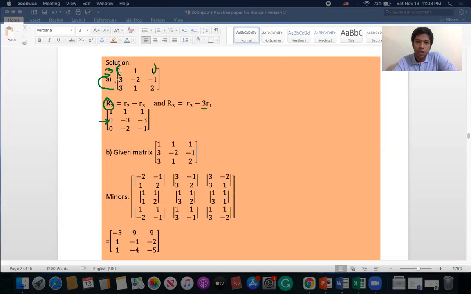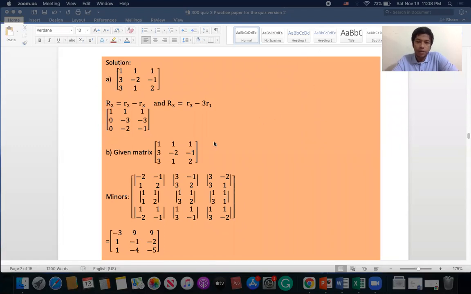So see, 3 minus 3 into 1 means 3 minus 3, which equals 0. Then 1 minus 3 means minus 2. 2 minus 3 means minus 1. So this is the row operation. We have done it for row 2 and row 3.